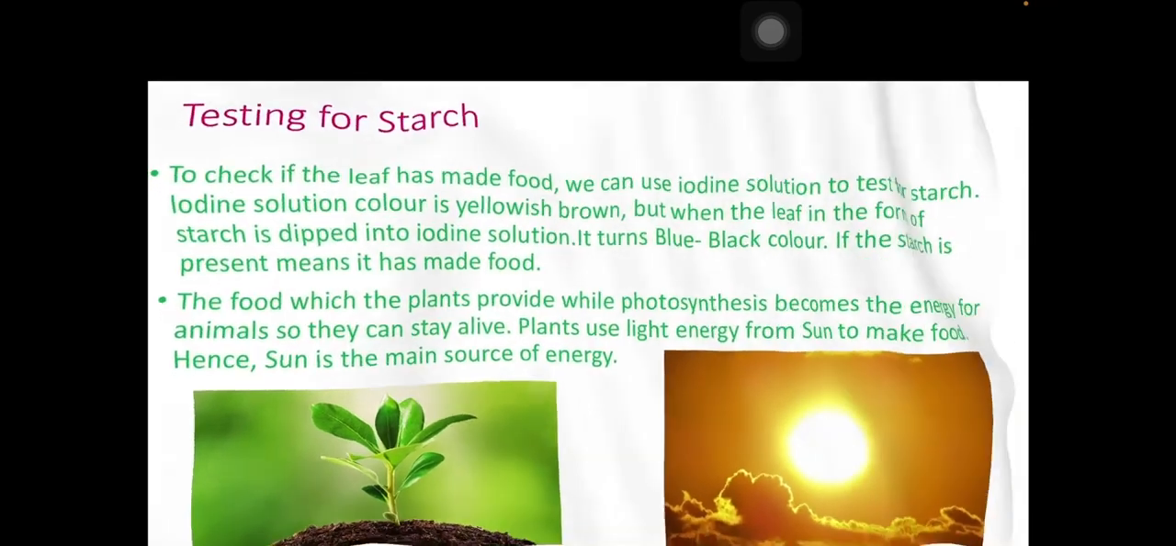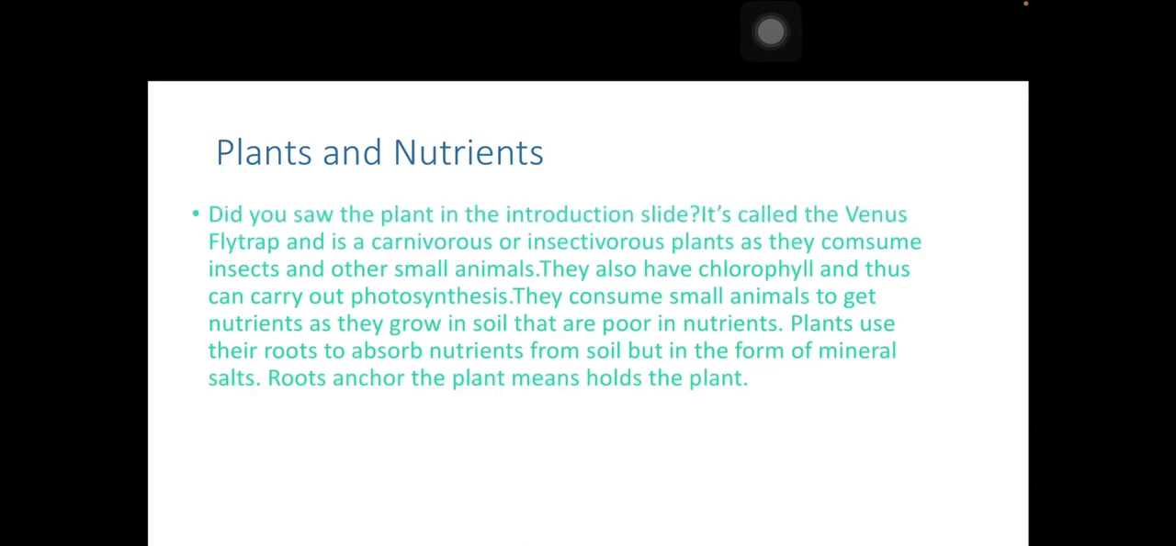Okay, fine. Let's take plants and nutrients. Did you see the plant in the introduction slide? Yep, I saw. It's called the Venus flytrap and is a carnivorous or insectivorous plant, as they consume insects and other small animals. They also have chlorophyll and thus can carry out photosynthesis. They consume small animals to get nutrients as they grow in soil that is poor in nutrients.